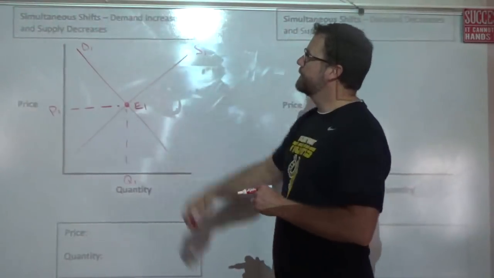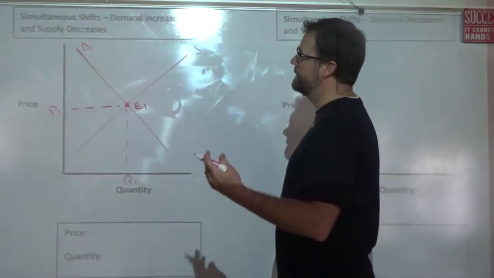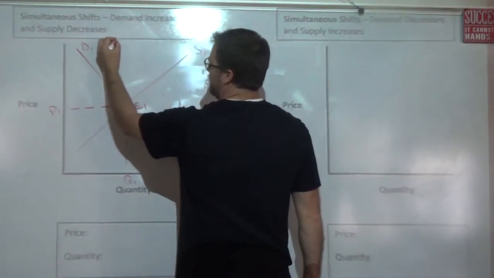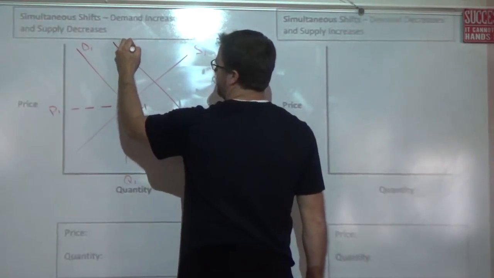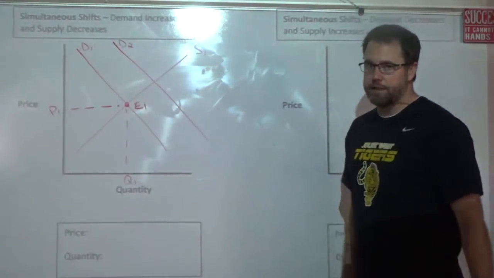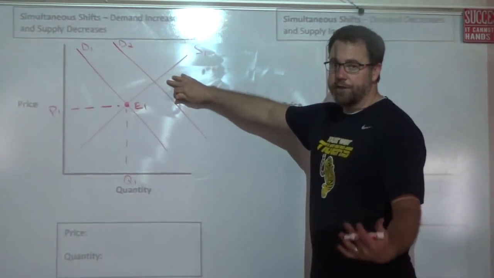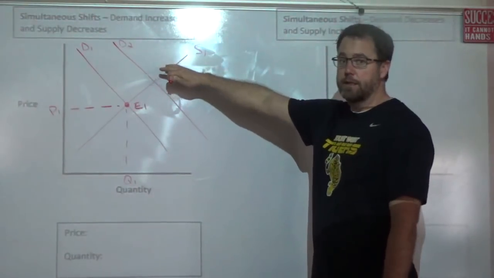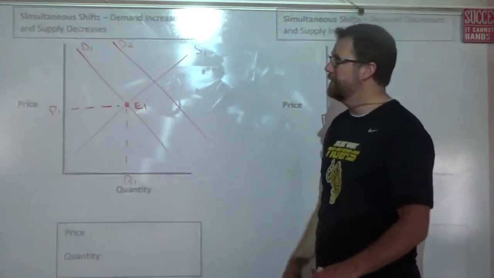Okay? So our first simultaneous shift: the scenario says there's a demand increase and a supply decrease. Okay? So when there's an increase in demand, we see it shift to the right. So let's go ahead and draw that demand curve in and write D2. Now don't worry about that point yet. If we only had one curve shifting, then yeah, that'd be our new point of equilibrium. But we have two curves shifting, so that's not going to be our new equilibrium point. We have to wait till both curves have shifted.